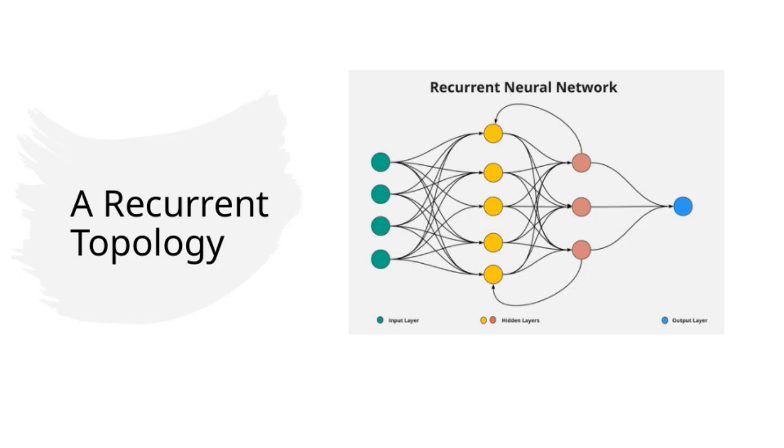Today, I want to introduce you to the concept of a recurrent topology. This is a fundamental structure in neural networks, especially useful for processing sequential data. The key idea here is that, unlike traditional feed-forward networks, recurrent topologies have loops that allow information to persist across time steps.